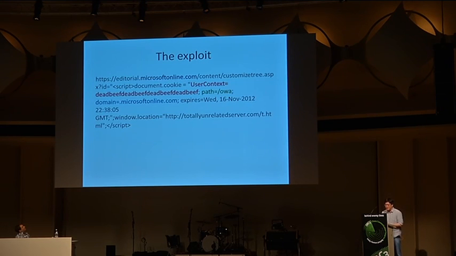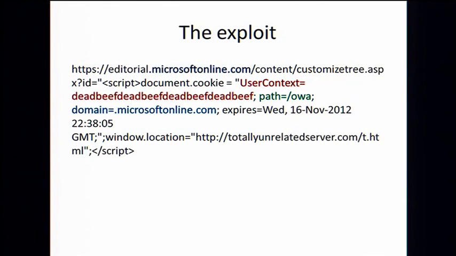Okay, so the exploit, as you can see here, is a reflected cross-site scripting attack on editorial.microsoftonline.com. What we are doing in the exploit is setting the document.cookie value, specifically the user context value, to be deadbeef, which is an attacker-supplied value. And we then set a more specific path and scope the cookie up to the parent domain, which was the same trick from early on. And then we're just redirecting to the form that will do the posts that we'll see in a little bit.